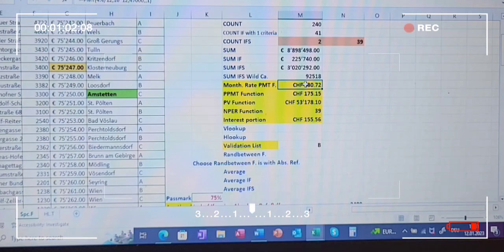Next time we're going to move on with VLOOKUP, the HLOOKUP, validation list. We already have performed it. The run between function is very interesting too, and the choose run between function with absolute reference is amazing. After that, I wanted to do the average if, and average ifs. We can try, but for me, it's not that interesting to know the average and the average if and the average ifs. But we're going to try it and then move on with the PowerPoint advanced tutorials, trilingual this time, because we go back to our German exercises to be translated.